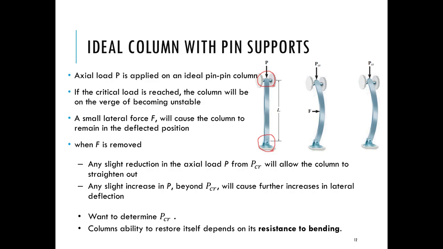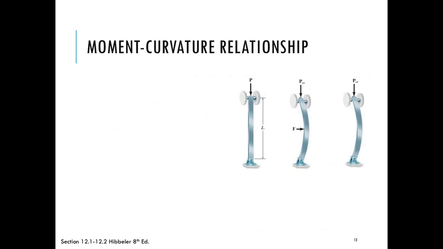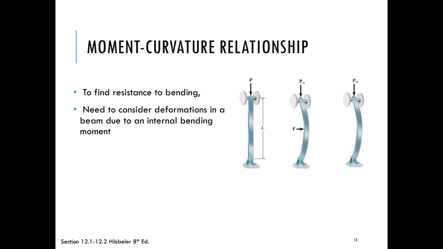Now, for bending analysis, you may recall from mechanics of materials one that the deformation set up in a beam due to any applied bending moment on it is given by a particular relationship. This is the moment curvature relationship, which is important because it tells us that if we have an internal bending moment M set up in a beam, then how much the beam will bend, or what the deflections in the beam, given by v right here, will be. So essentially, if we use the moment curvature relationship, then we can analyze how resistant a beam is to bending.